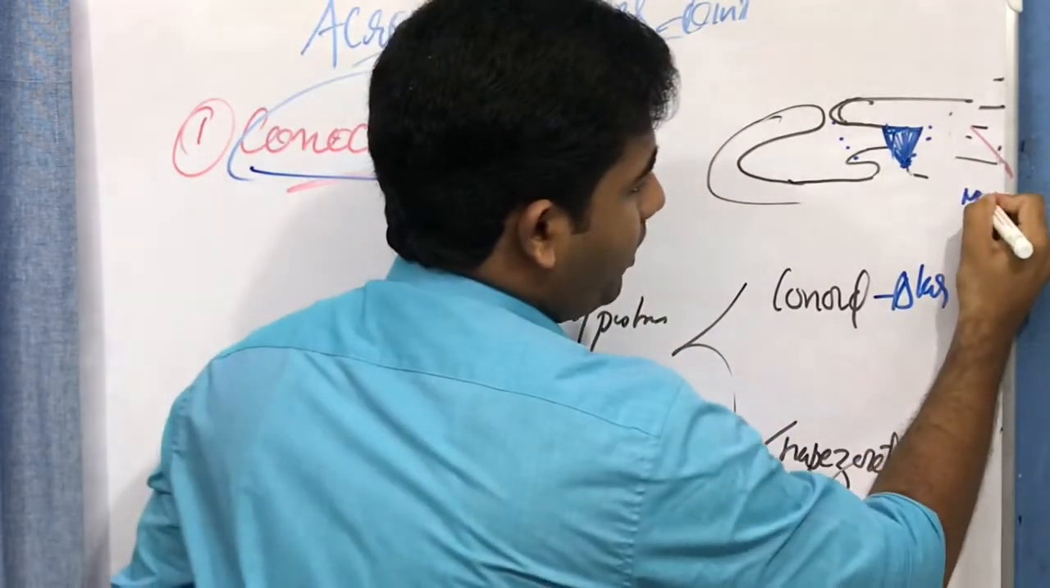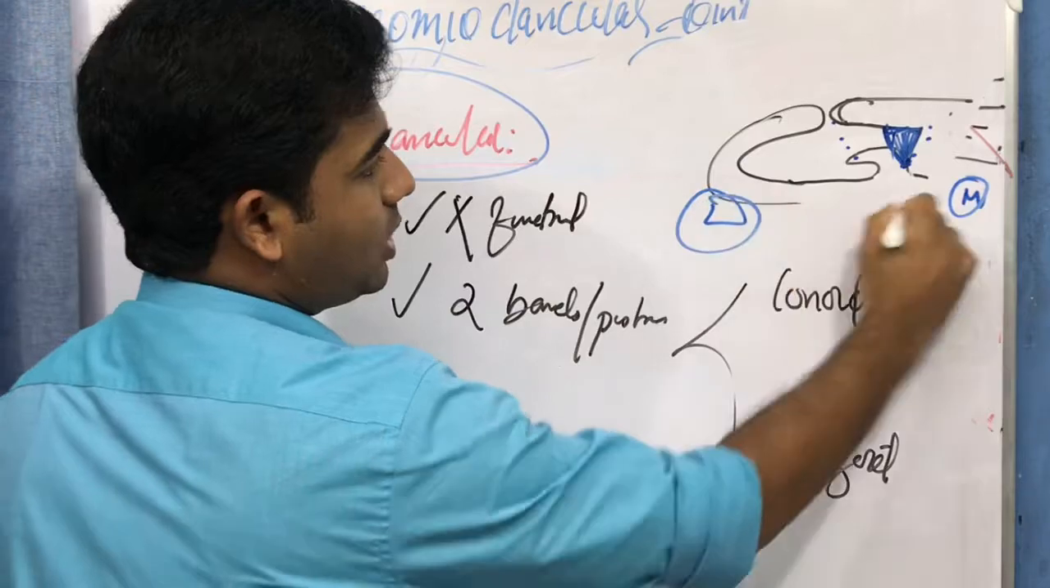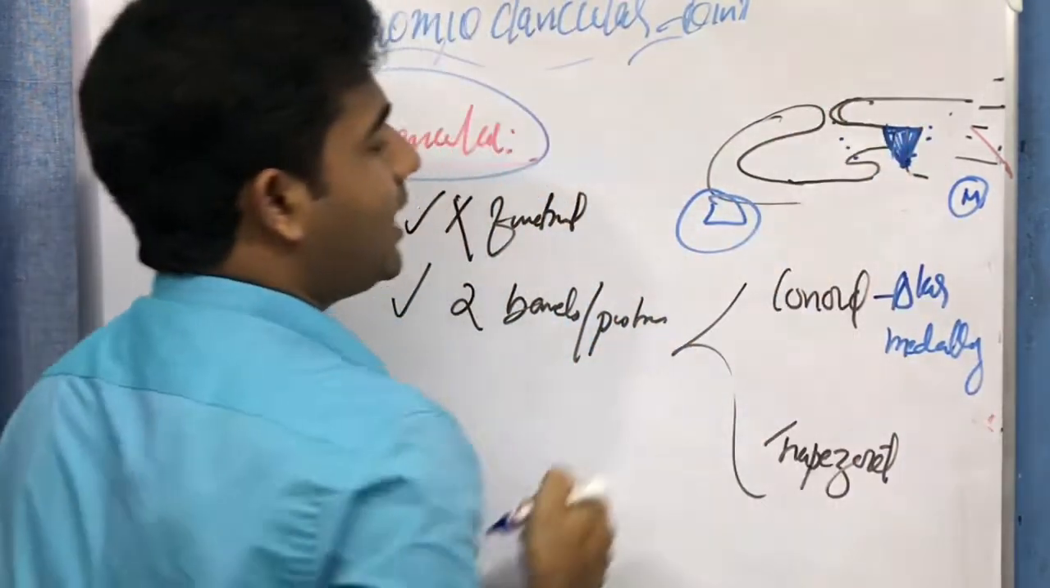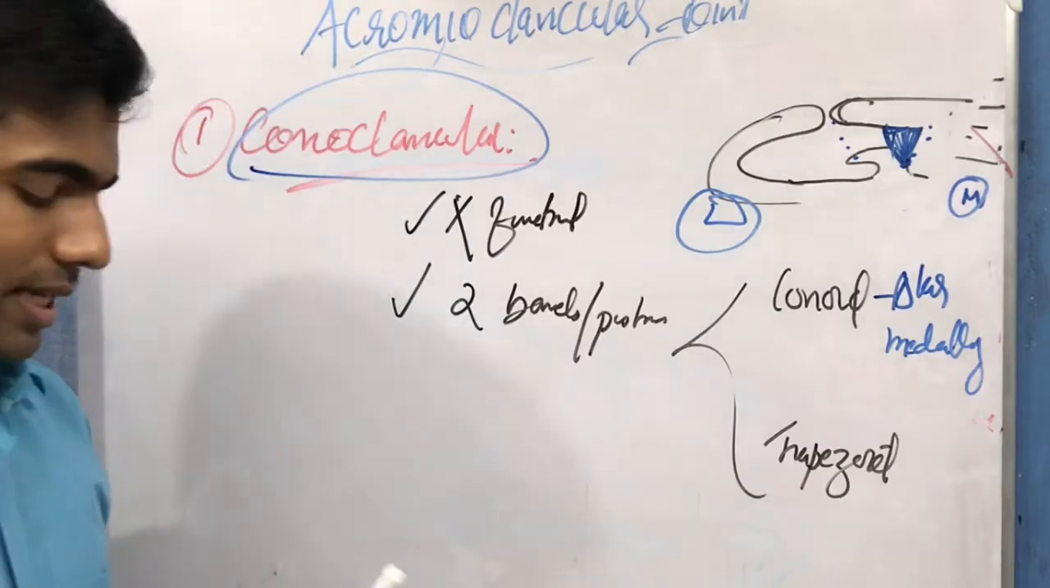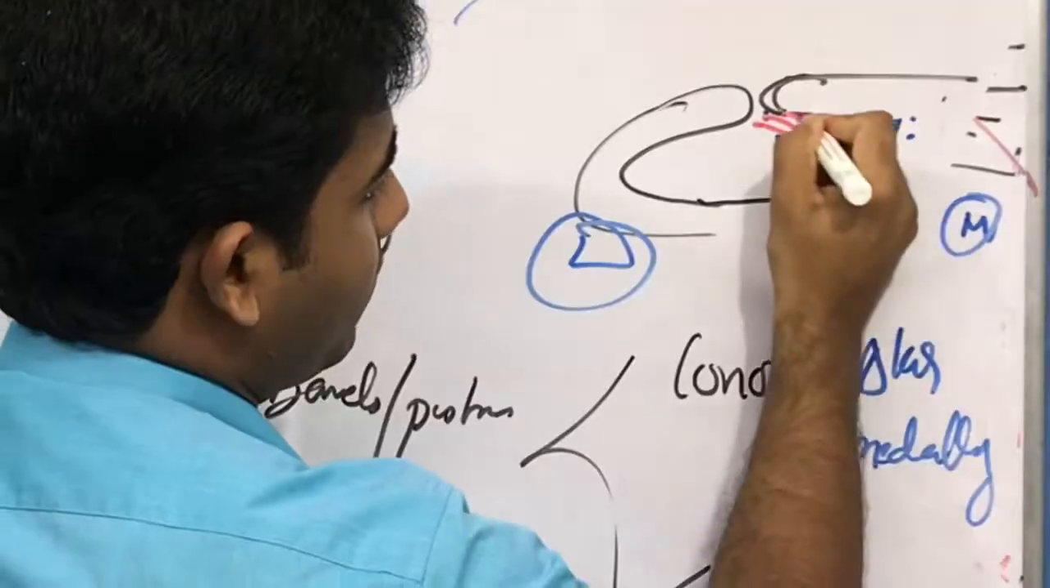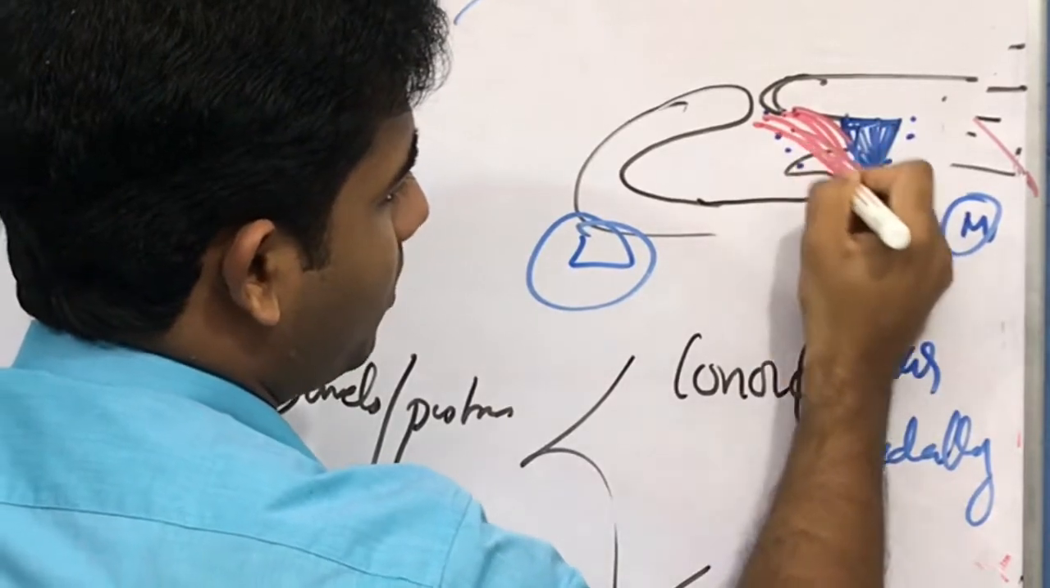It is located medial to the joint. This is the lateral end, this is the medial end. It is located medial to the joint. And the next one is a quadrangular shaped ligament. You can see that it's a quadrangular shaped ligament like this.